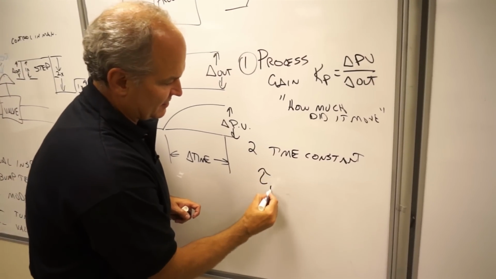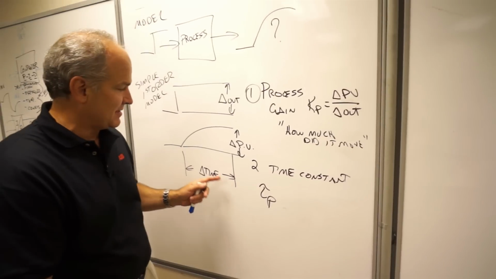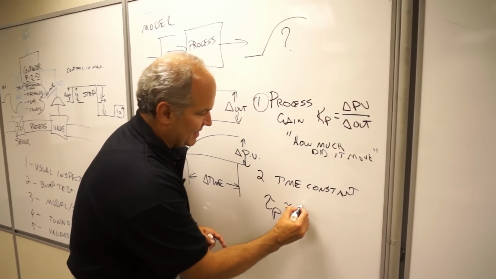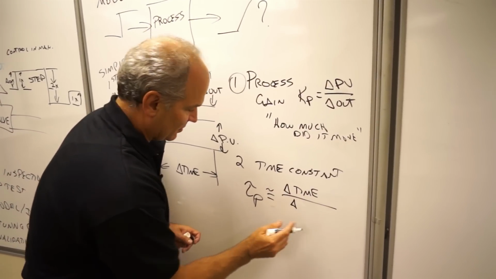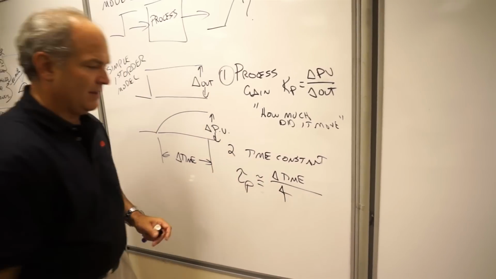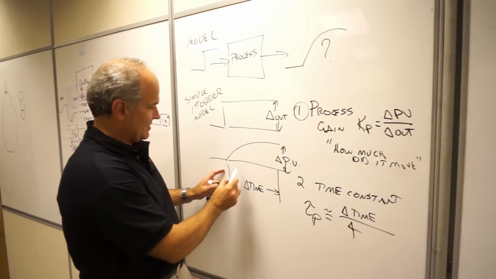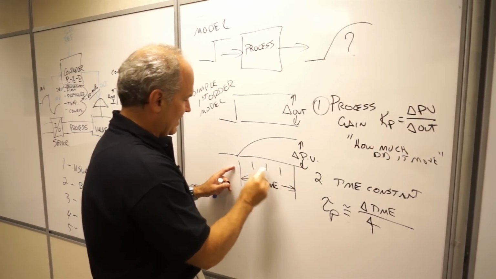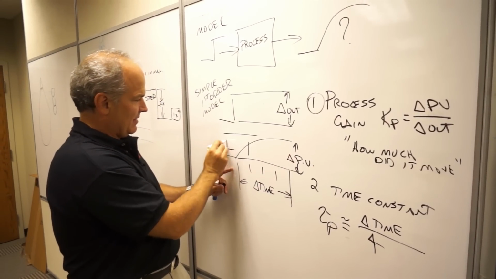That thing's got this funny looking symbol, tau sub p. Tau is a Greek symbol that universally represents the time constant. Tau sub p can be approximated as the change in time over 4. So it's the change in time over 4, approximately. Now there's a couple ways to do this. You can take this and divide it into fourths, or you can take this total time and divide it into thirds.